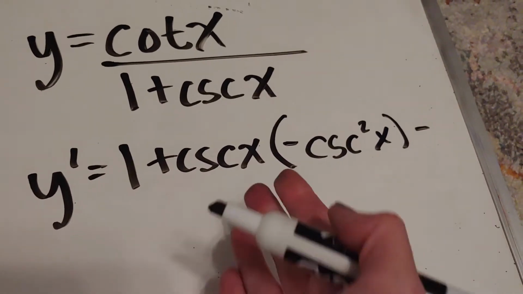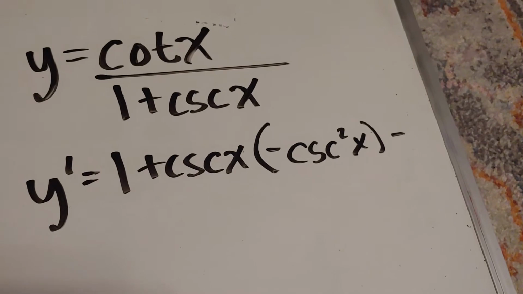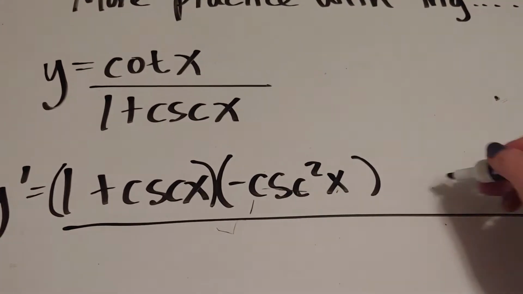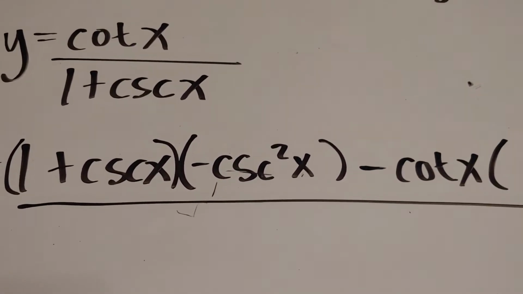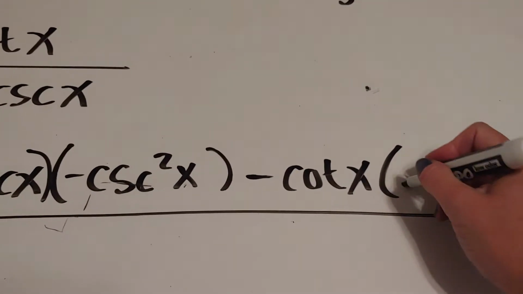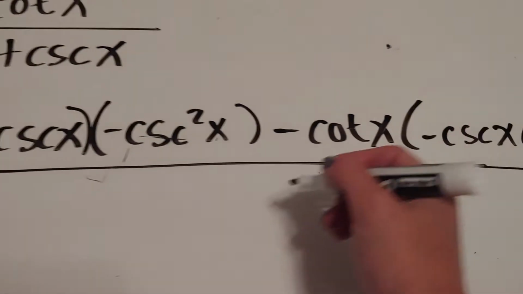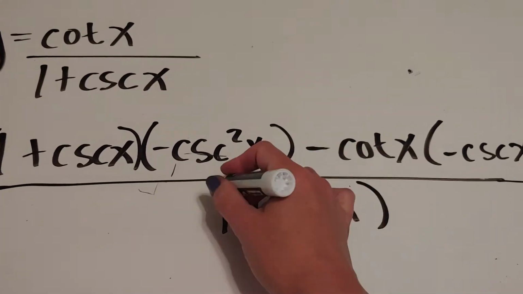Minus, and I'm mad at myself, I lost board space. So let me pause it for a second as I rewrite it. All right, I'm back at it. So low d high minus high d low. The derivative of 1 is 0. The derivative of cosecant is negative cosecant x, cotangent x. Square the bottom, and we're going to leave it alone.